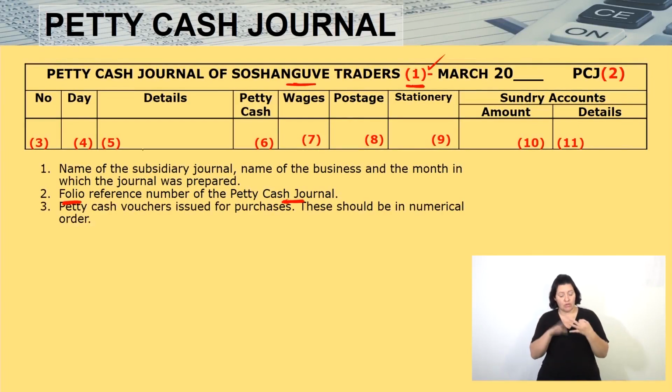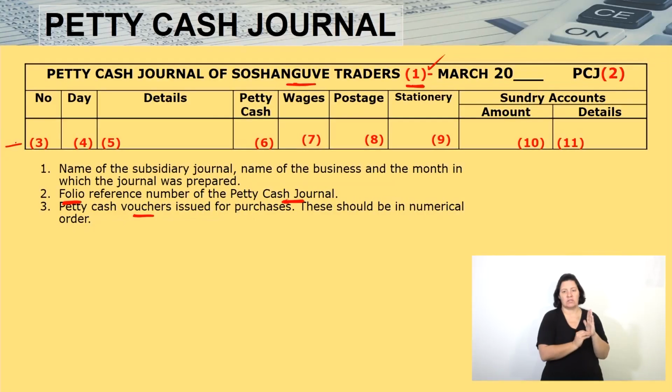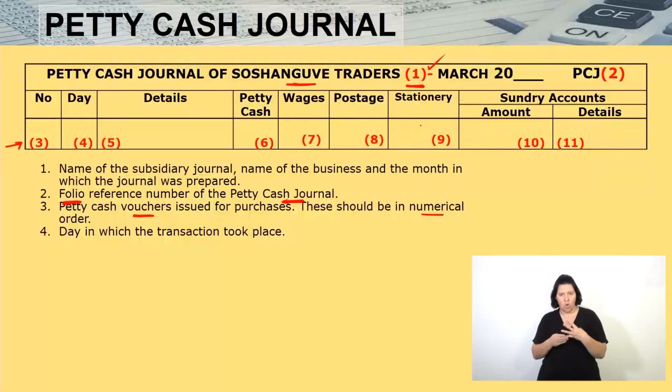On number three, these are the petty cash vouchers. Remember, petty cash voucher is a source document. So in here we record our source documents. These should be in numerical order, so the numbers must be in numerical order. On number four, this is the day in which the transaction took place. If the transaction was on the 12th, here you're going to find the 12th.